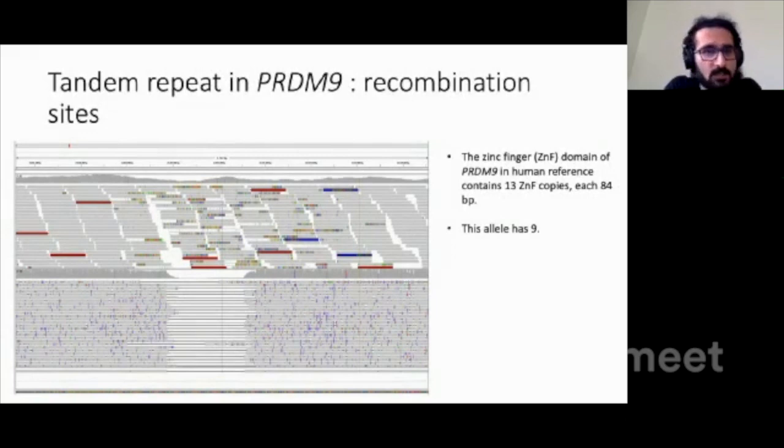Another observation was again from a tandem repeat, in the gene PRDM9, which is responsible for the recombination sites. Here I'm showing Illumina mapping on the top panel and ONT mapping on the bottom panel. Although it's quite erroneous, it is able to display the large deletions that we observe here. The human reference in the zinc finger domain of PRDM9 has this 84 base pair motif repeating 13 times. In this individual, we have just 9 copies, 9 zinc fingers, so 4 of them are deleted. So 4 times 84 is the size of this deletion here. And long reads easily show this to us.